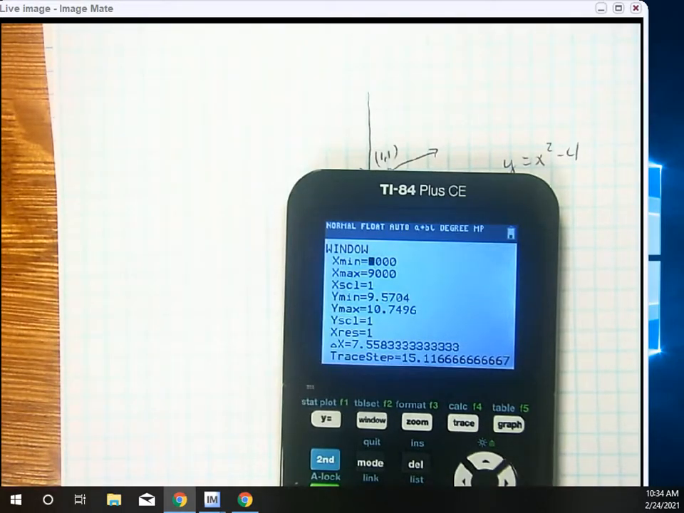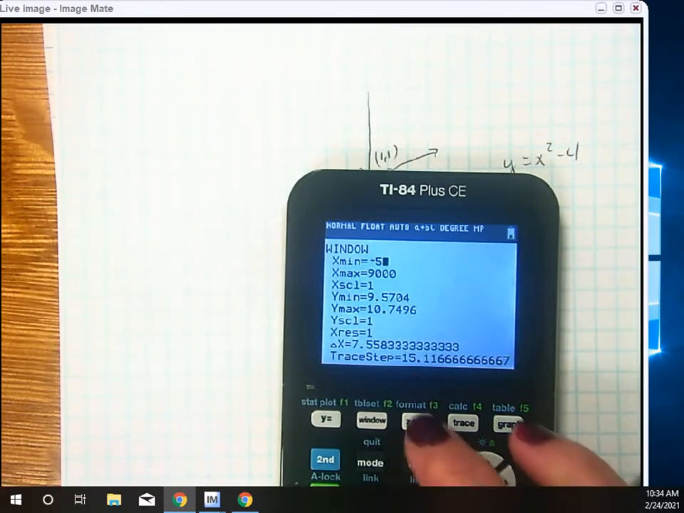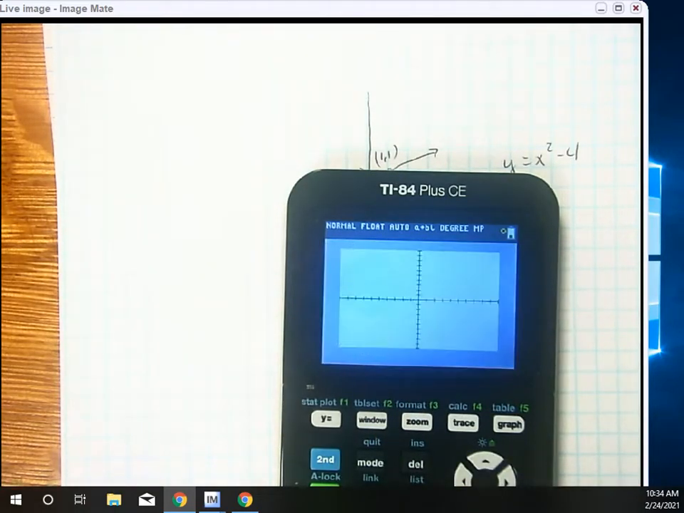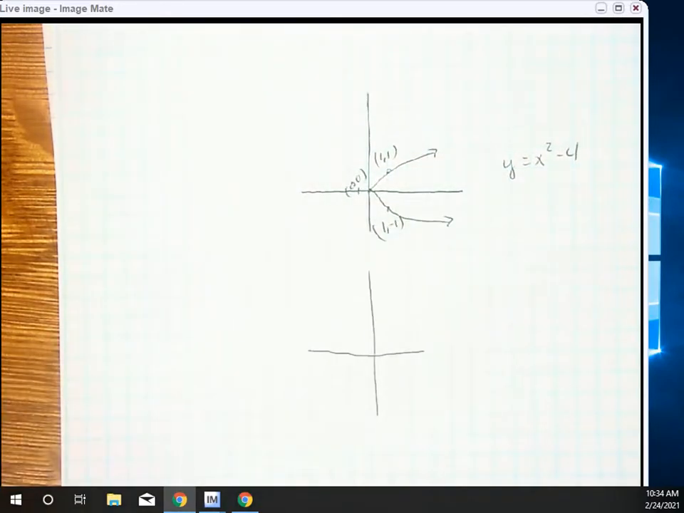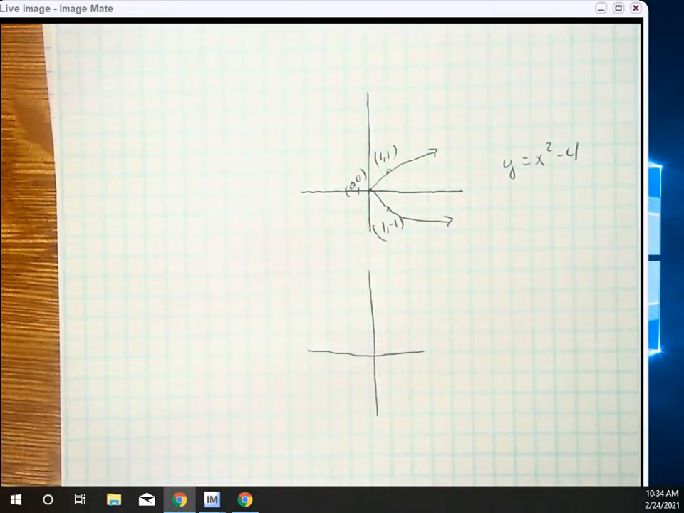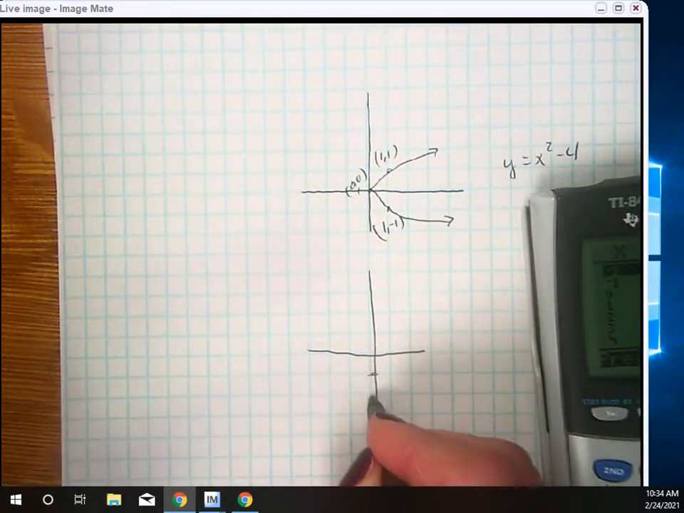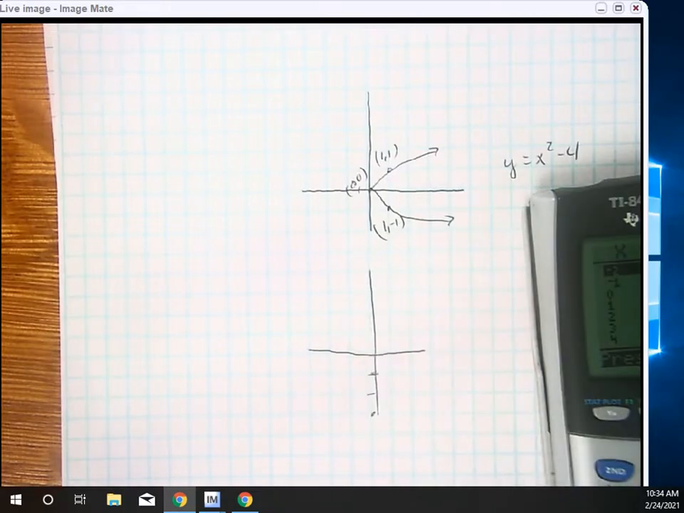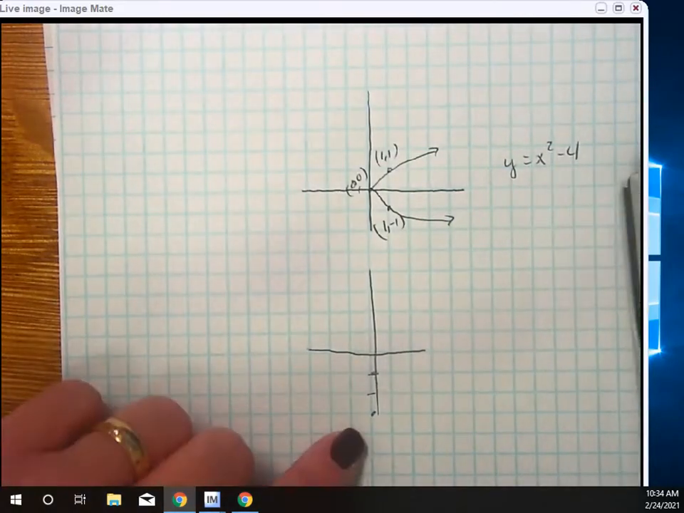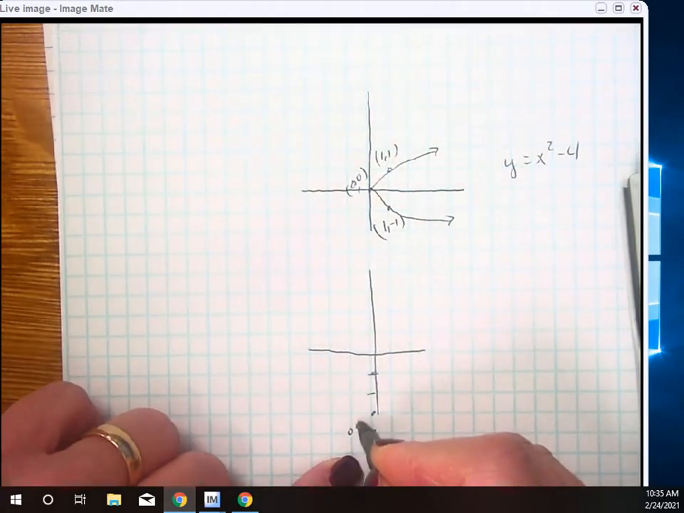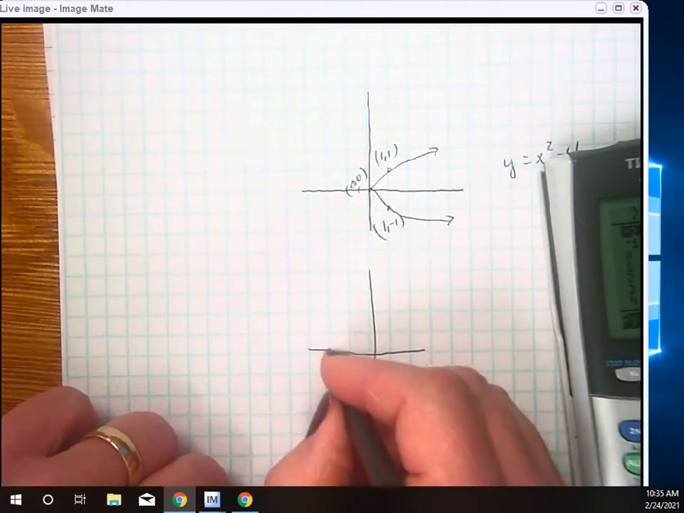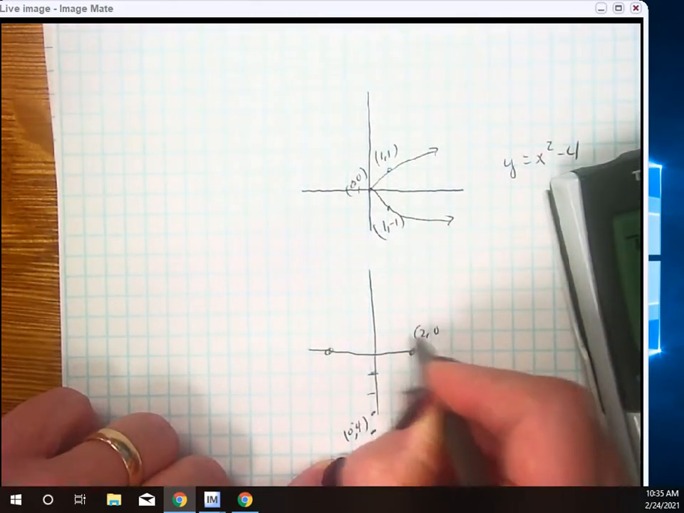So there's a couple of ways you can fix it. You can go in here and just type in another number, or you can do zoom and go down to 6 for the standard window and just do zoom 6, and now it's all fixed. Typically, your calculators will tell you what, and this is why you need to use a straight edge, because I can't draw straight lines. 0, -4, -2, 0, 2, 0.